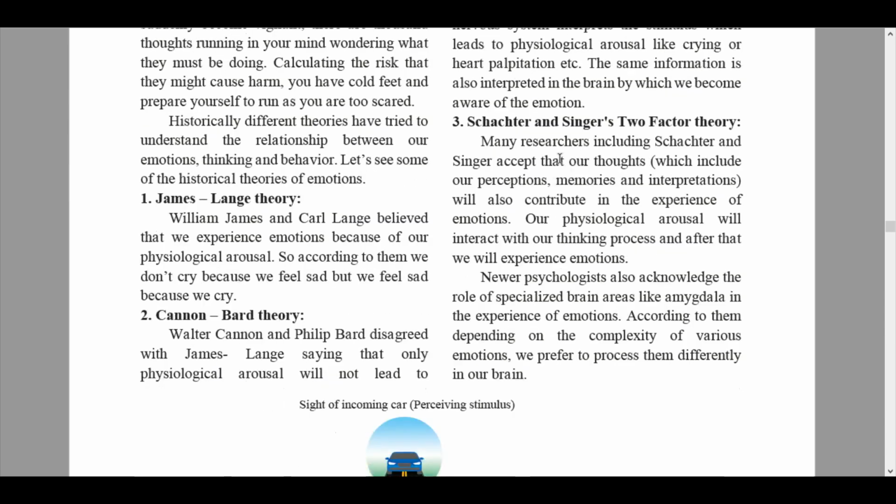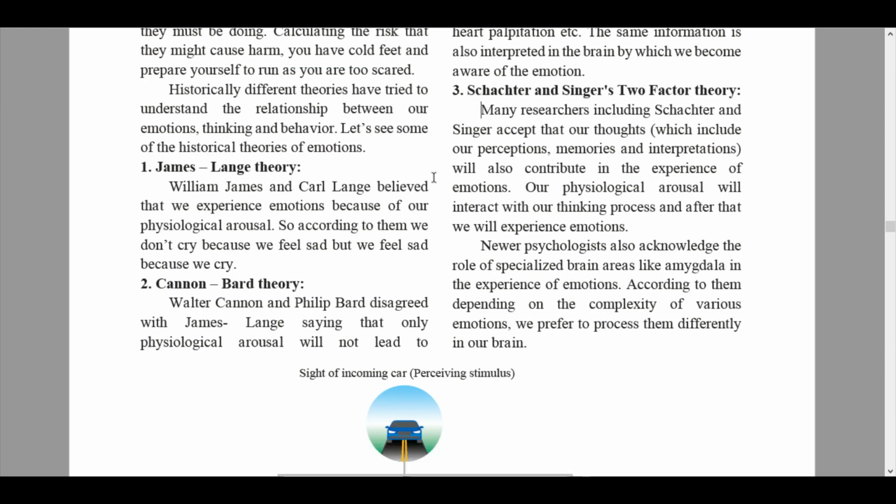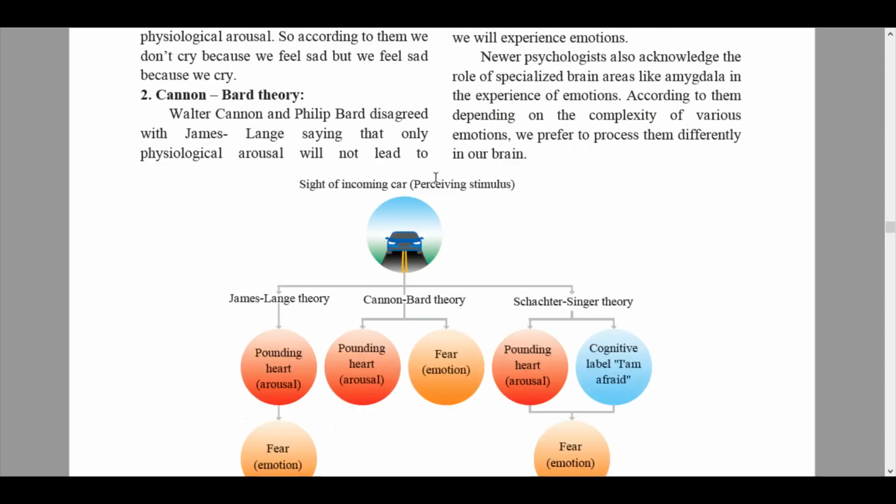Neuropsychologists also acknowledge the role of specialized brain areas like the amygdala in the experience of emotions. According to them, depending on the complexity of various emotions, we process them differently in our brain. So it's much more complex than people assume about how the brain functions.